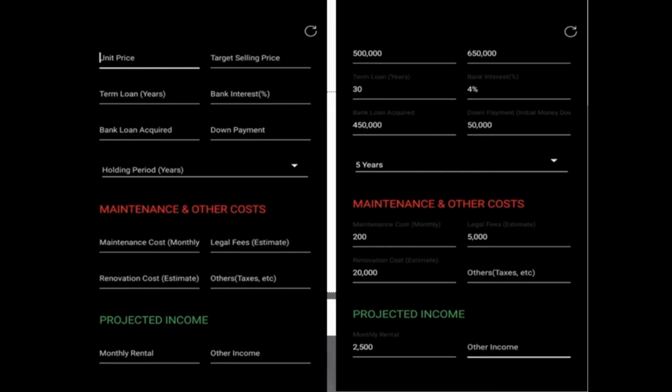Projected income, your monthly rental, how much do you plan to get for rental for this property? Other income, if there's any other businesses which is related to this property and is giving you income, thanks to having this property as an investment property, then you can put it down. But most likely, you're only looking at rental.